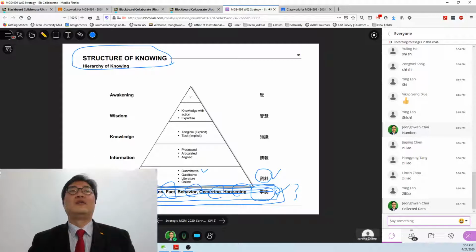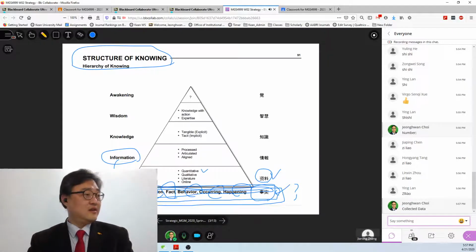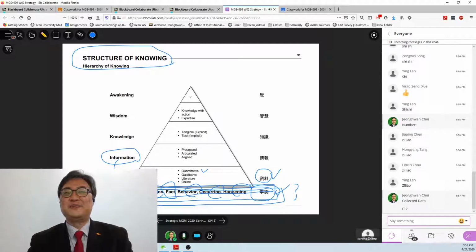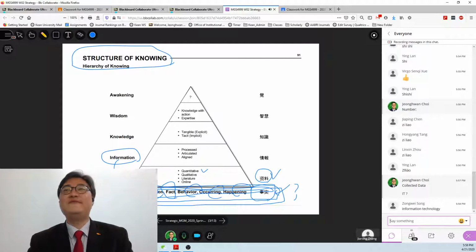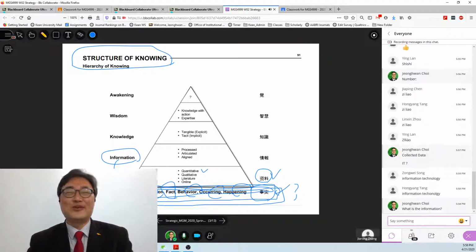Then, when we have data, we must be able to convert that data into certain information. So what is IT? Information technology. And what is information? Have you ever thought about it? What is information?